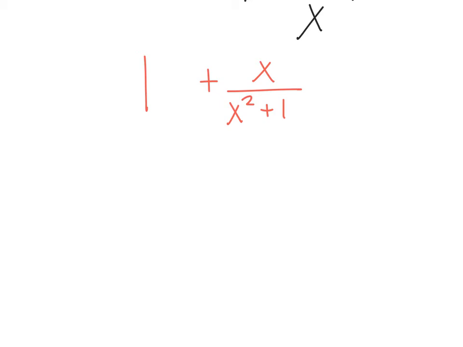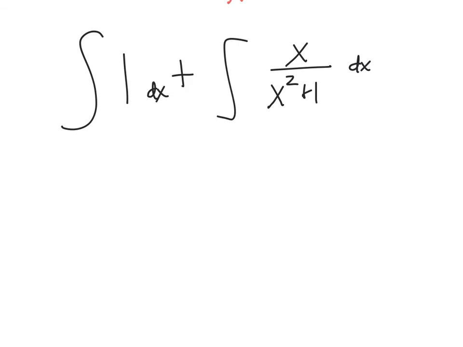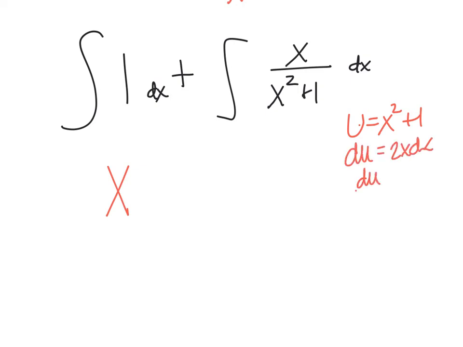Now we have to rewrite this as the integral of 1 plus the integral of x over x squared plus 1. Okay, so I'm rewriting them as two separate integrals. And now I'm going to integrate. So, of course, here I just get x. And on this side, I've got to do a u sub. U equals x squared plus 1. Du equals 2x dx, du over 2x equals dx.